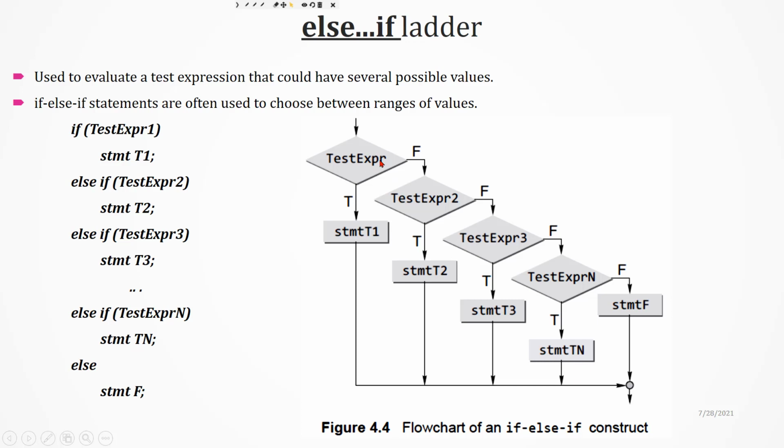Here if you look at the flowchart, first test expression 1 is tested. If it is true, statement 1 is executed, and the program will move to the next line. If it is false only, we will test the test expression 2. If it is true, it will go to the next line. So if a particular condition is satisfied, the remaining things in that ladder will not be executed.